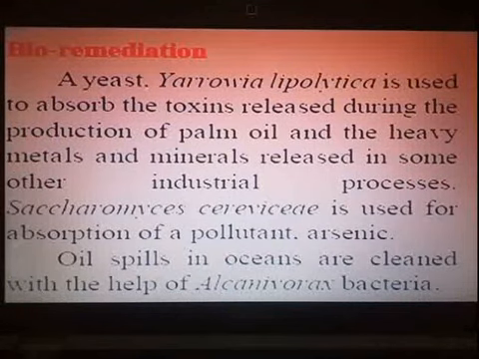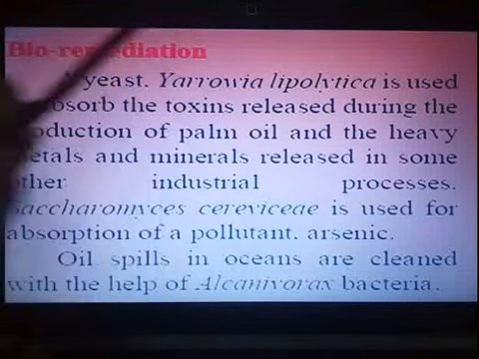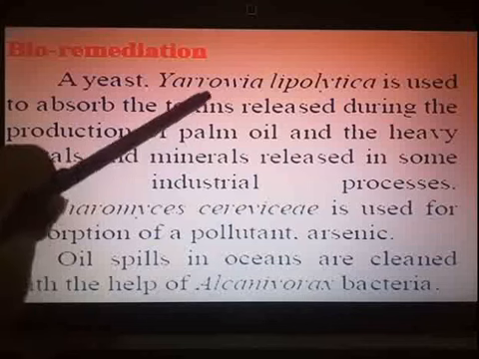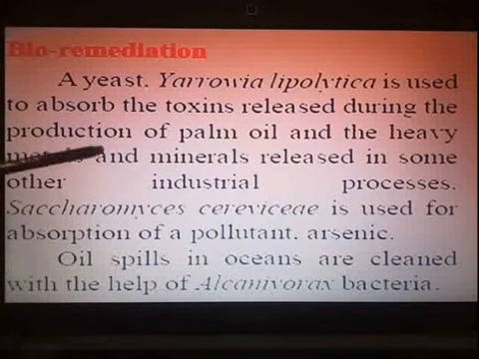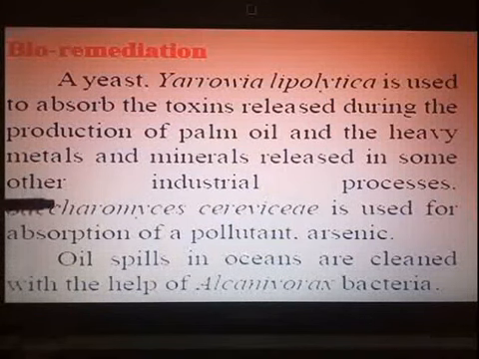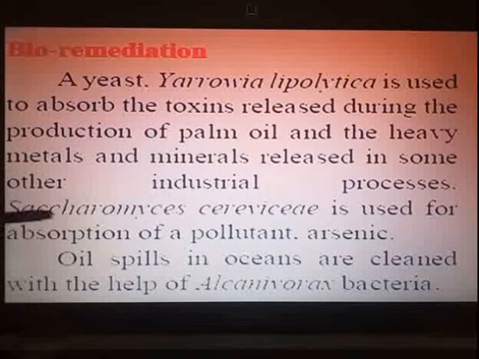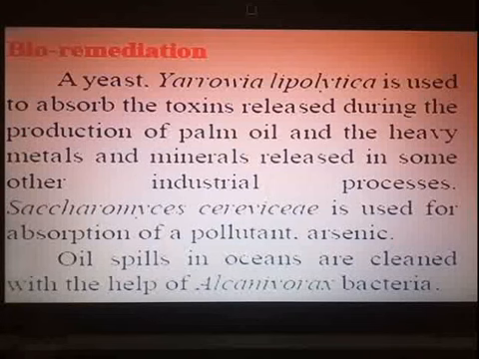Bioremediation is a very small topic which you just have to go through on page number 91. A yeast, Yarrowia lipolytica, is used to absorb the toxins released during the production of palm oil and the heavy metals and minerals released in some other industrial processes. Saccharomyces cerevisiae is used for the absorption of a pollutant, arsenic. Oil spills in the oceans are cleaned with the help of Alcanivorax bacteria.